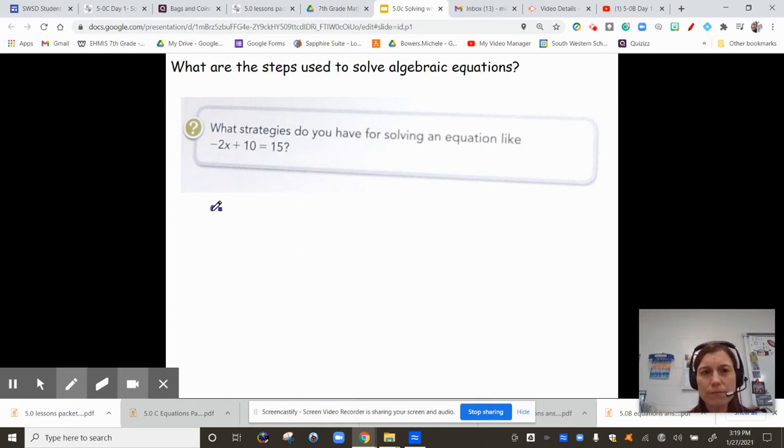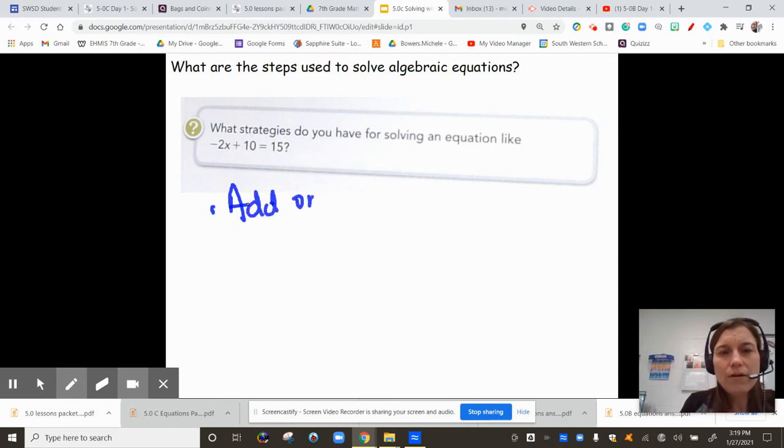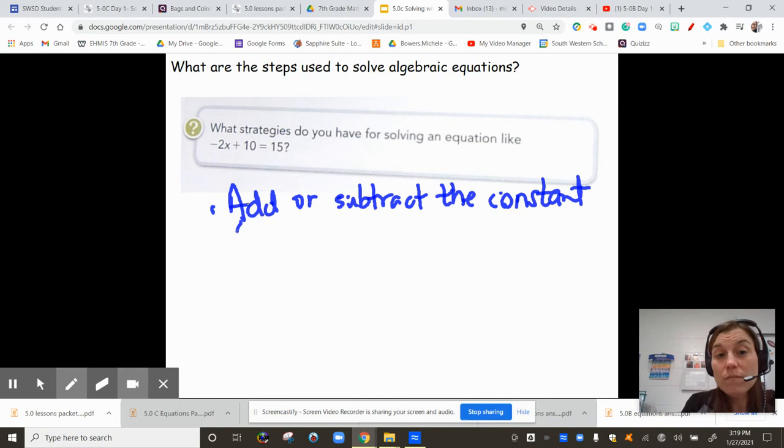The first thing we're going to do is add. Let me get my pen. Hold on. We are either going to add or subtract the constant. We're going to do the opposite. So what that means is there's a place for you to write this on page 9. That means, like in this equation, the constant here is 10. It's being added. So I'm going to do the opposite of add. I'm going to subtract 10 from both sides.